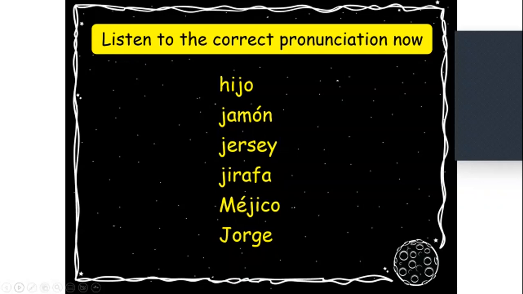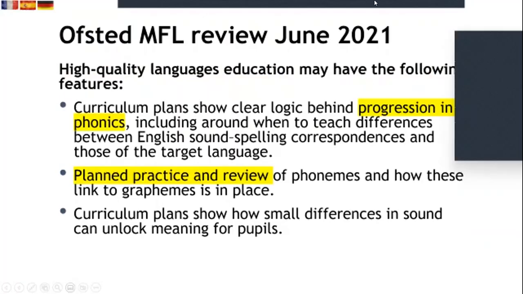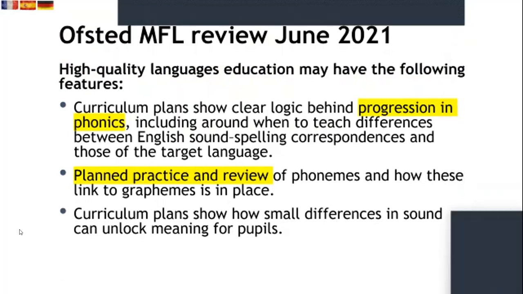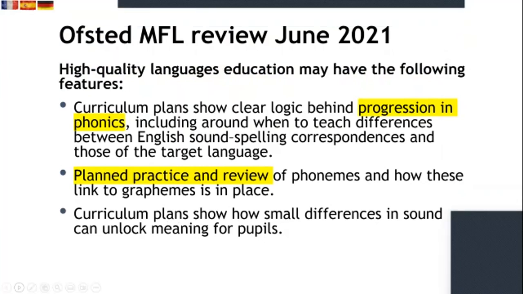So we have a series of these planetas fonéticos in each of the key phonemes, and that goes throughout year 4 and year 5 of the scheme, and there's a different one in each lesson. But again, as I said, you do need to be adaptive and reteach them again if you feel that's important. So just going back to the Ofsted Research Review, it talks about this idea of progression in phonics and planned practice and review.